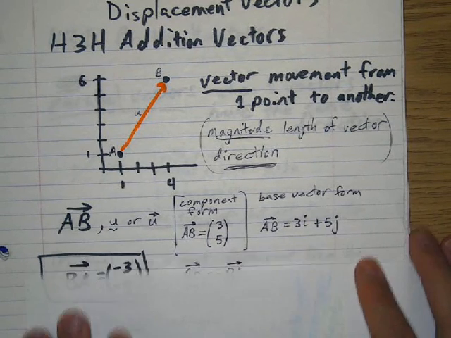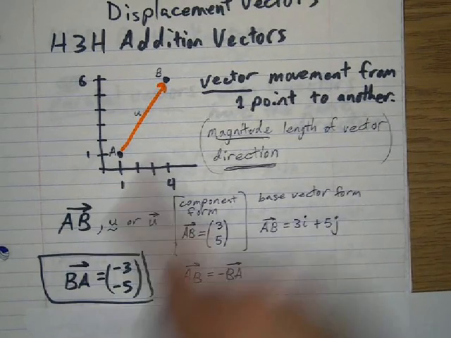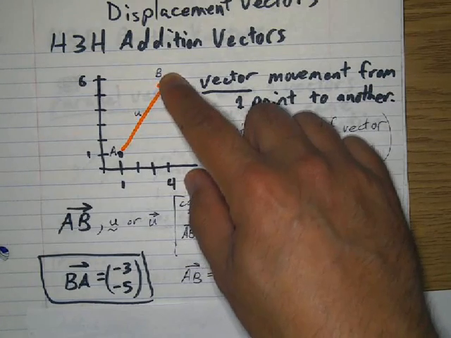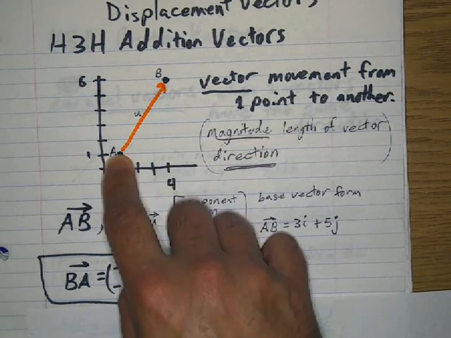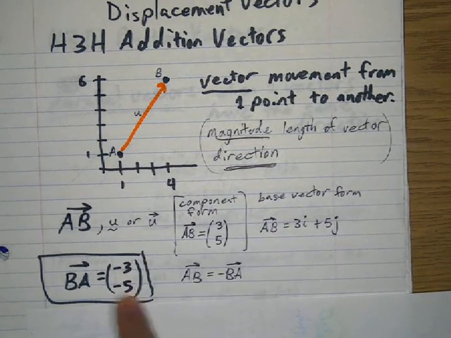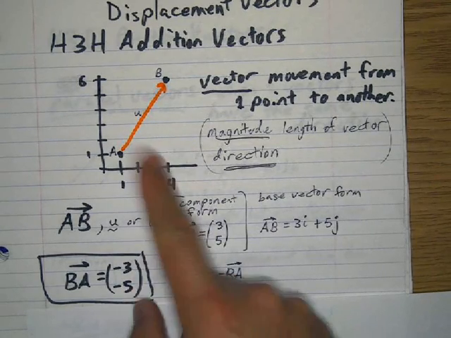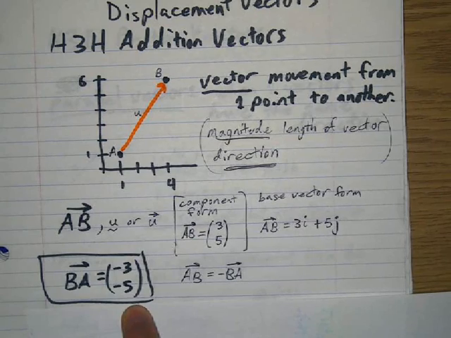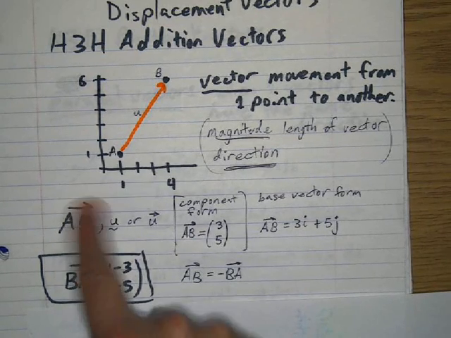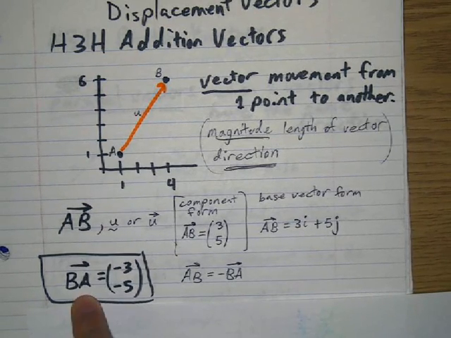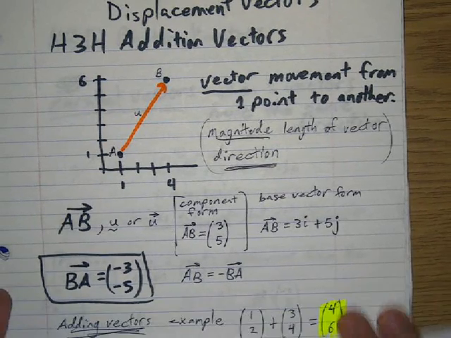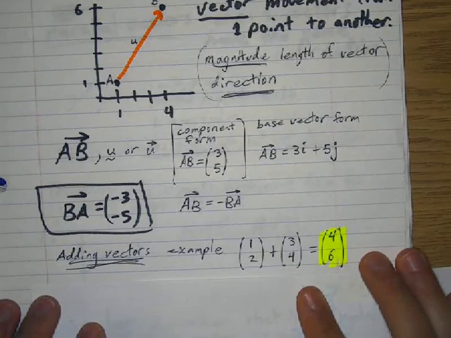Okay. Now, if I wanted to go from B to A, it's the same thing, but the opposite direction, right? I go down 5 and to the left 3. So in the x direction I'm going left 3, and in the y direction I'm going down 5. So basically, if I wanted to have AB, but I knew BA, you could just multiply it by a negative value. Okay, adding vectors is really simple.